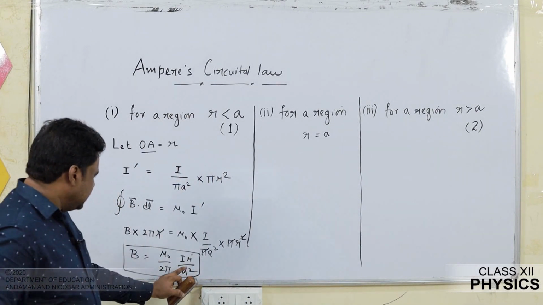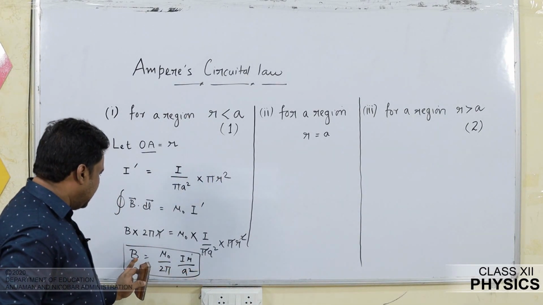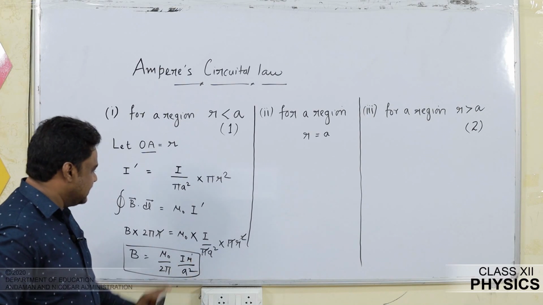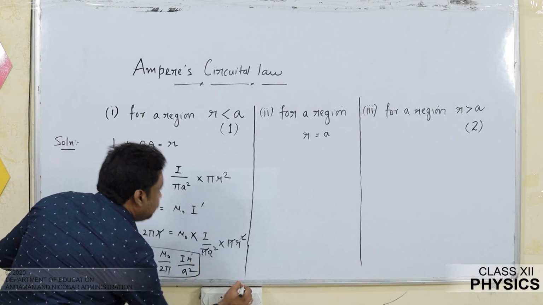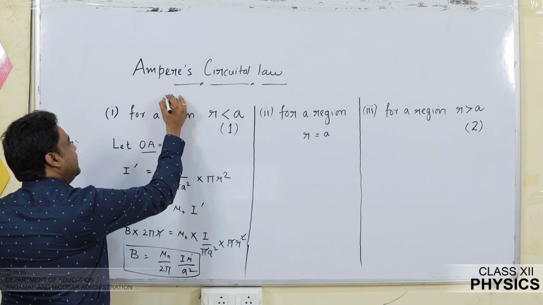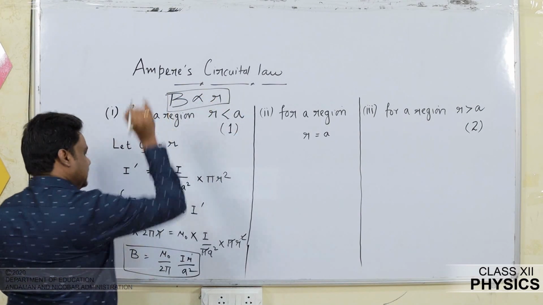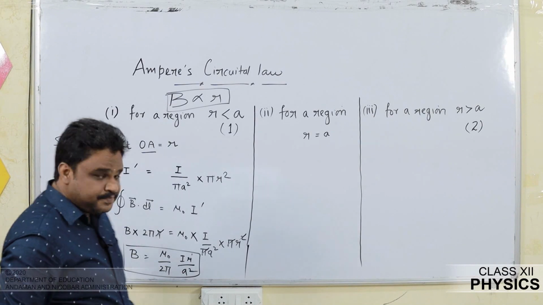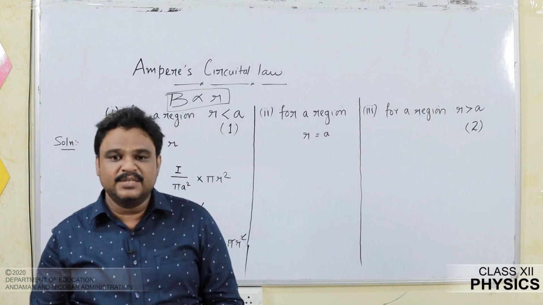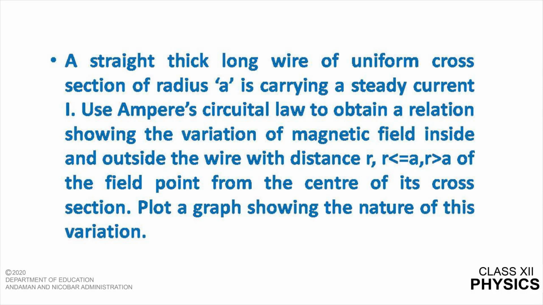Now ultimately you are able to see how the magnetic field is depending on the distance. So what is the conclusion for this region? B is directly proportional to r. So once again I am going to explain the question. What the question says: a current I flows through a wire of uniform cross section. The radius of the wire is a. This means for an area pi a square, a current I threads.